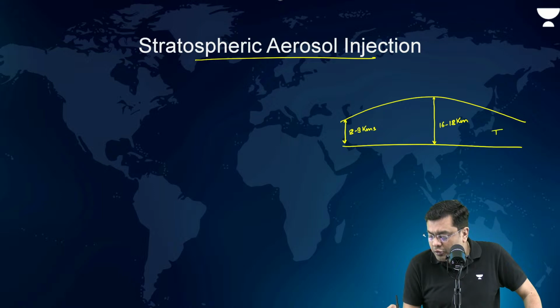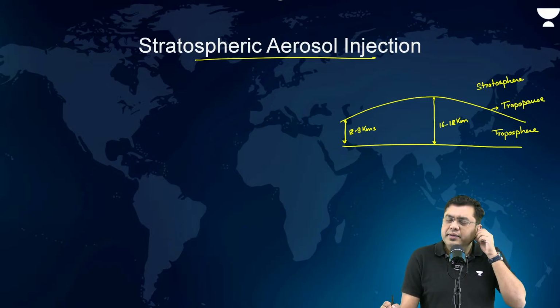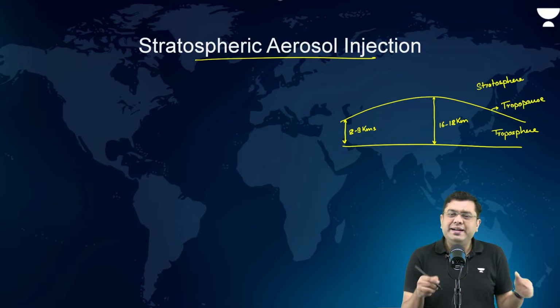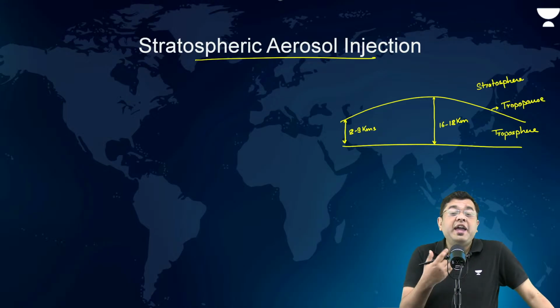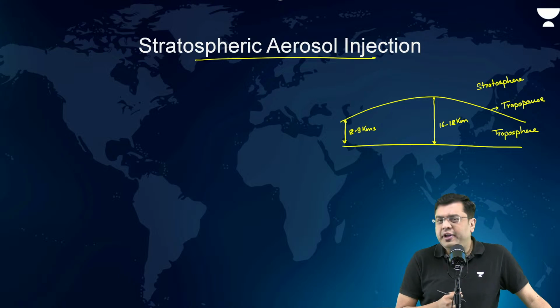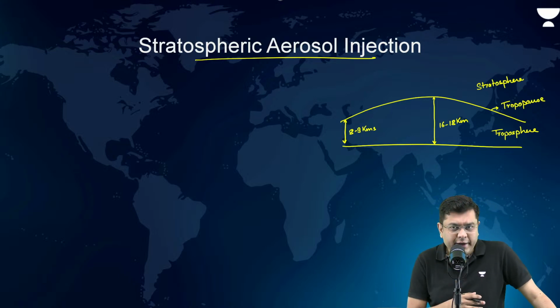So, this is the region of the troposphere. Above the troposphere, you have the layer of stratosphere. They are separated by a kind of discontinuity, which is the tropopause. Now, if you have to inject sulfate aerosols, you inject them in the region of the stratosphere. So, where do you experience a greater amount of heating across the planet in general? Across the polar region or across the lower latitude?